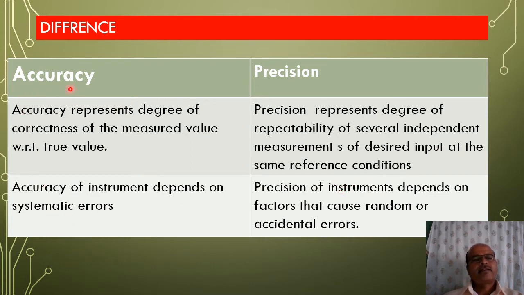The next definition of accuracy. The next difference point is that accuracy of an instrument depends on systematic errors, whereas precision of an instrument depends on factors that cause random or accidental errors.